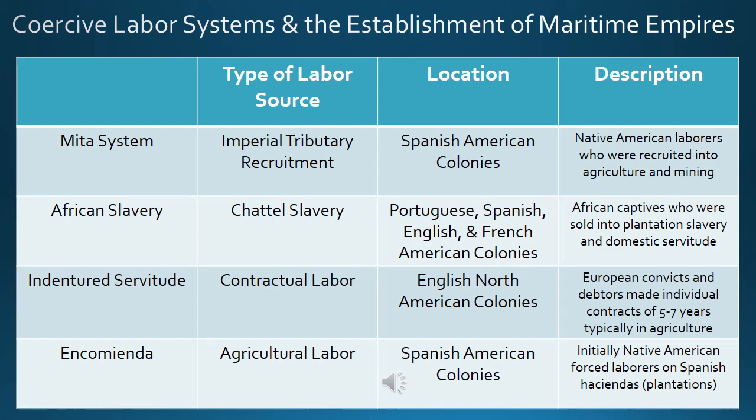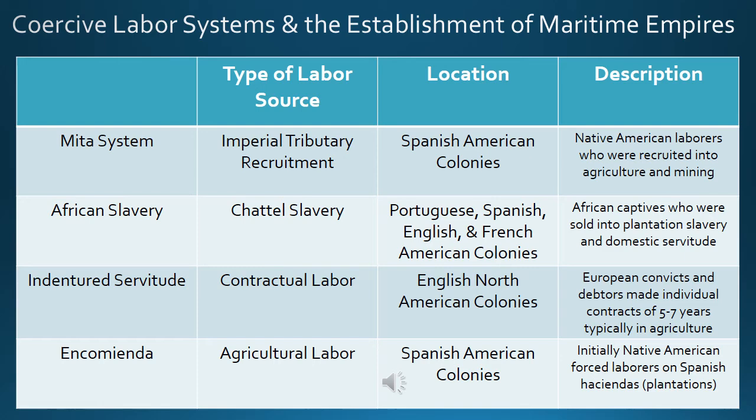European maritime empire building also introduced new labor systems, including chattel slavery, such as transatlantic African slavery used by the Portuguese, Spanish, French, and English in the Americas. Additionally, Europeans introduced indentured servitude, a labor system that involved debtor and convict laborers working a 7-year contract, which was used by the English in North America.